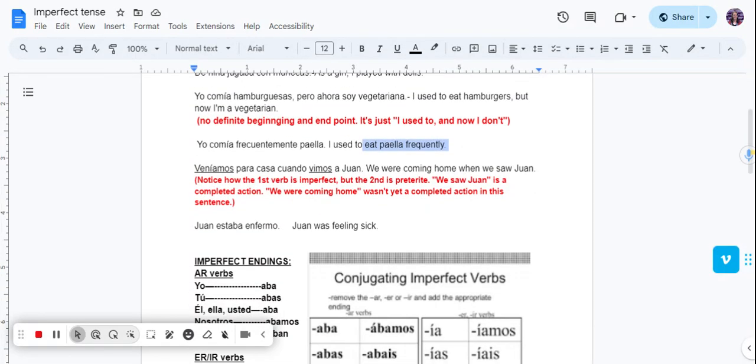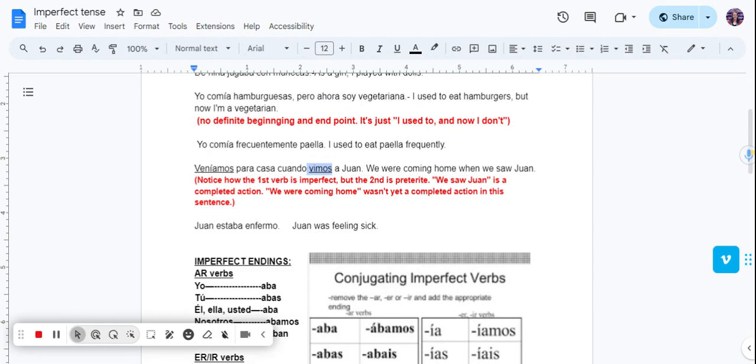Okay, venir means to come. So here is the imperfect tense in the nosotros form. Veníamos, we used to come, para casa cuando vimos a Juan. So we were coming home when we saw Juan. So here is an example of the imperfect tense. We were coming, or we used to be coming along. And then this one's in the preterite tense because it's a completed action. We saw Juan. We're not continuing to see him. We saw him, like when we first saw him. You can only see him first one time.